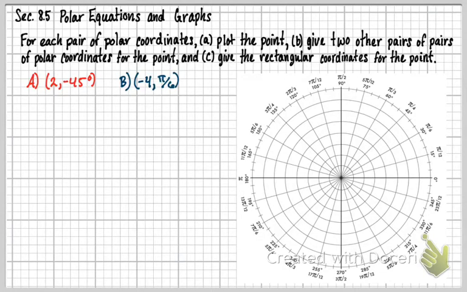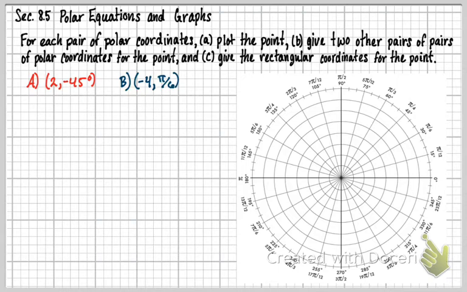This problem says for each pair of polar coordinates, A, plot the point, B, give two other pairs of polar coordinates for the point, and C, give the rectangular coordinates for the point. So the first thing we're going to do is graph the point A.